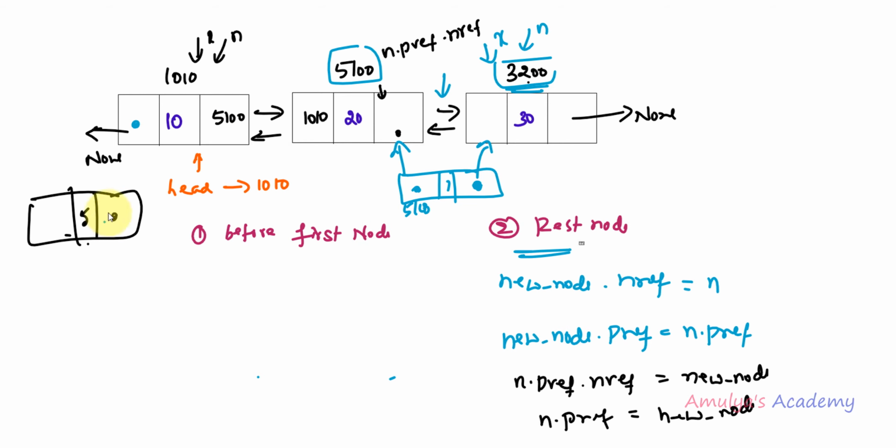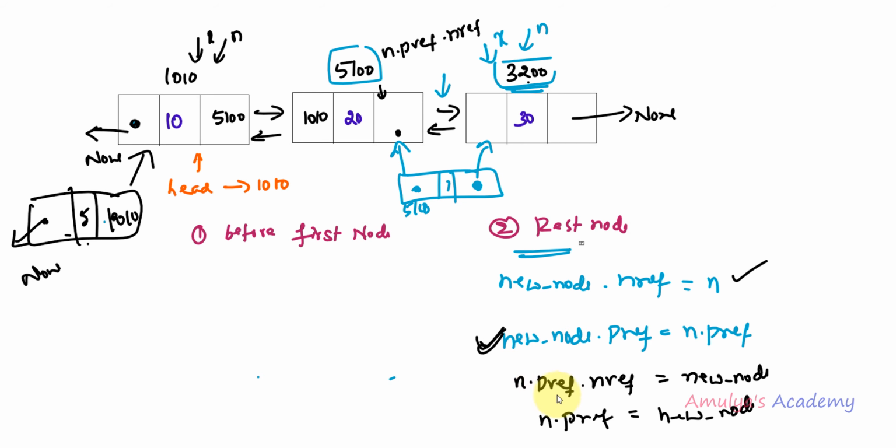So n is 1010, so it will store 1010. So it will work properly. New node.pref equal to n.pref. So it is none, so it will store none here. That's also okay. So this is also working properly.